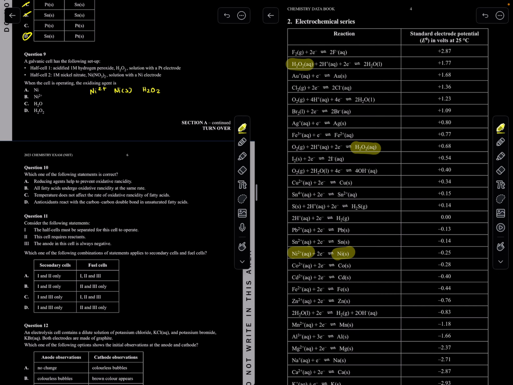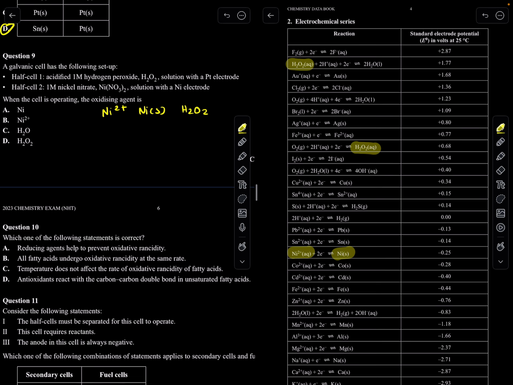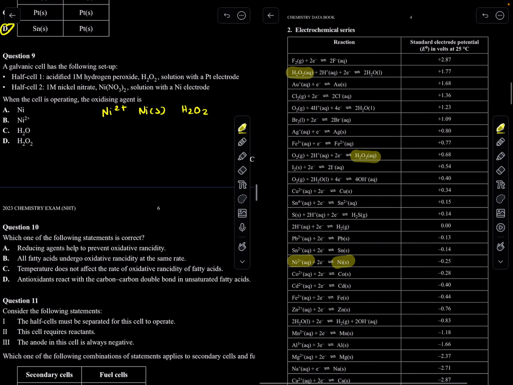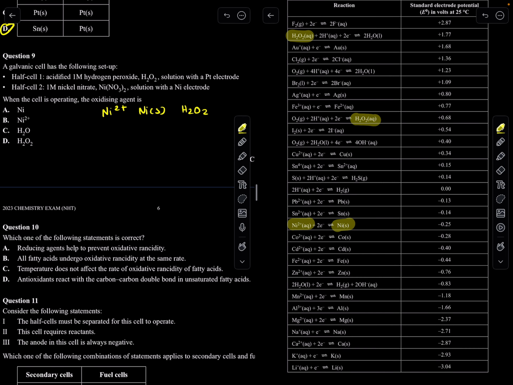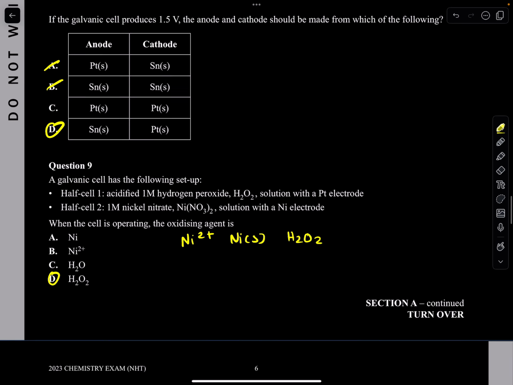So what we want to find is, when the cell is operating, what is the oxidizing agent? Remember, your oxidizing agent is the one that's been reduced. So it's going to be the strongest reduction one, on the left, the top one on the left, which is H2O2. Beautiful. So D. Nice, not too bad. That's D.